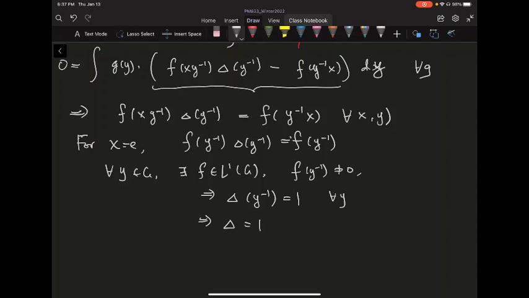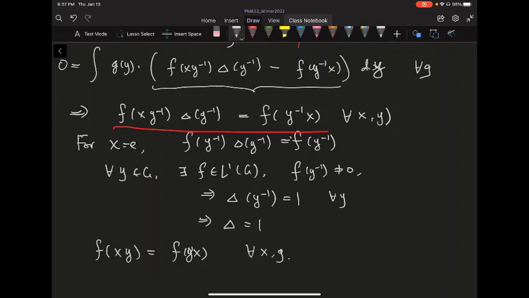But if your group is unimodular, then looking back at this formula, we now know that delta is equal to 1. So I have f of x, y inverse. Let's just replace y inverse by y. Then I have f of xy is equal to f of yx, and this is for all x and y again.